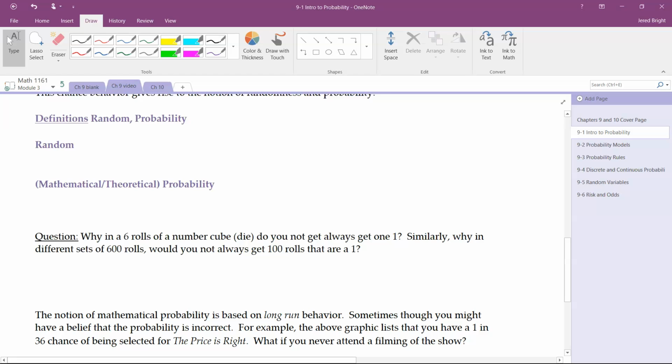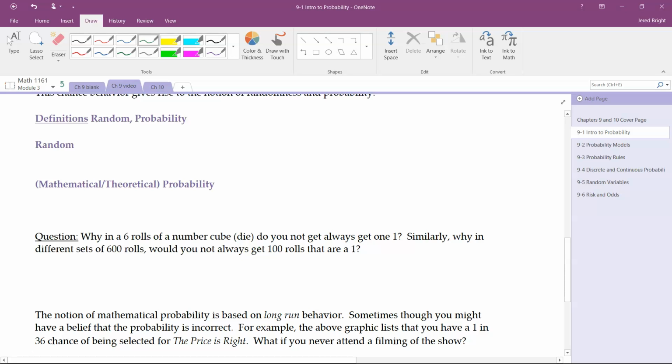So then you don't always get a 1 when you roll a fair die, and that is just because of this idea of variation. In 6 rolls, there could be a lot of variation. You might get really lucky and get all ones. You might get one 1. You might get 3 ones. We don't know. And the same thing holds even with 600 rolls.